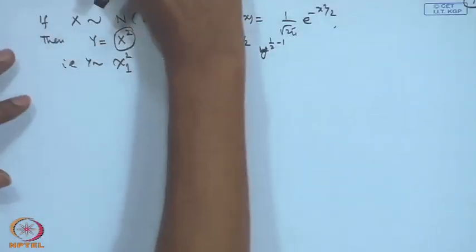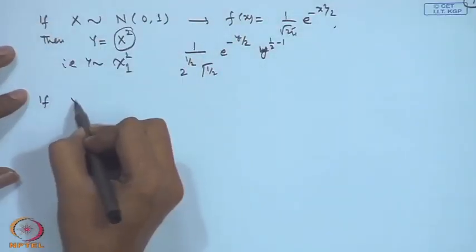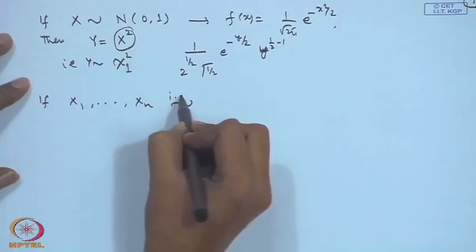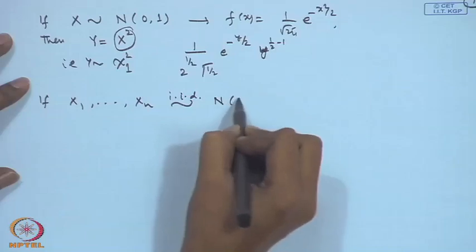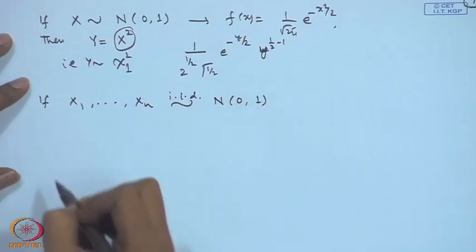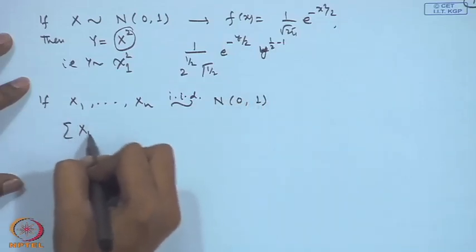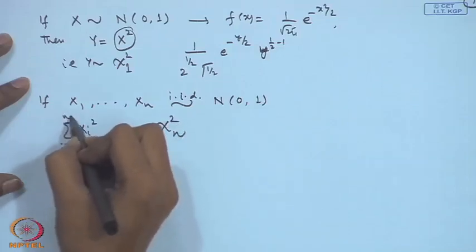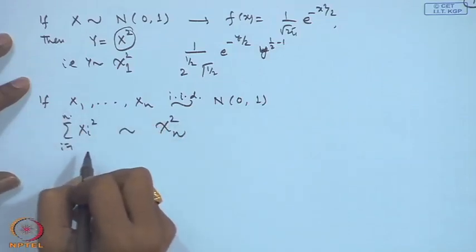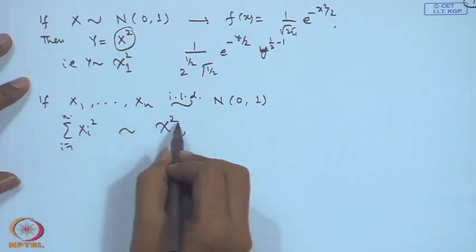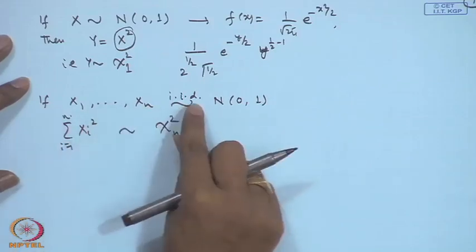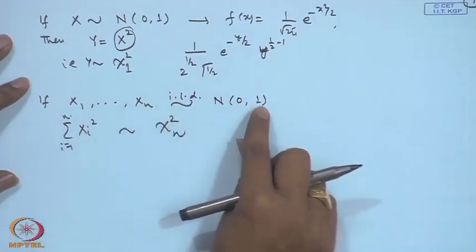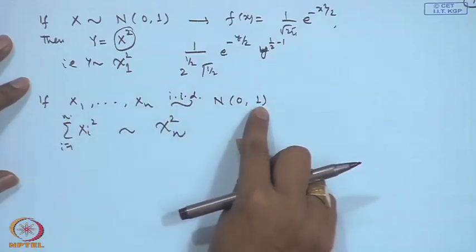So, if x 1, x 2, x n are independent and identically distributed normal 0, 1 random variables, then sigma x i square will follow chi square on n degrees of freedom. Now, that is one derivation of the chi square distribution as a sampling distribution. It is arising as the distribution of the sum of squares of n observations from a standard normal distribution.